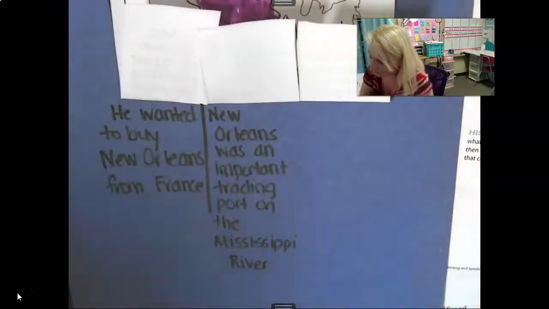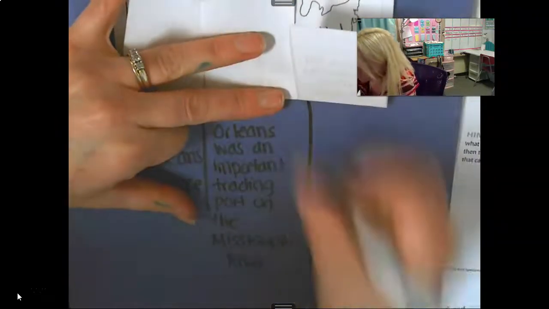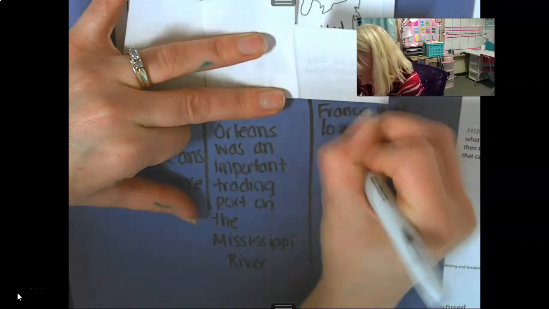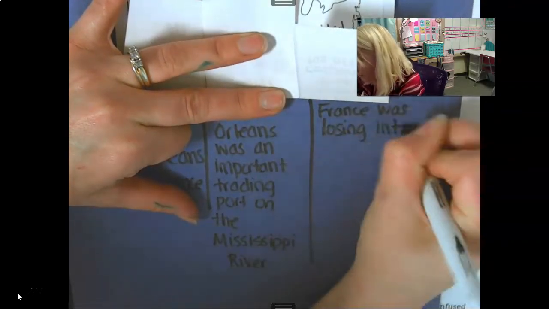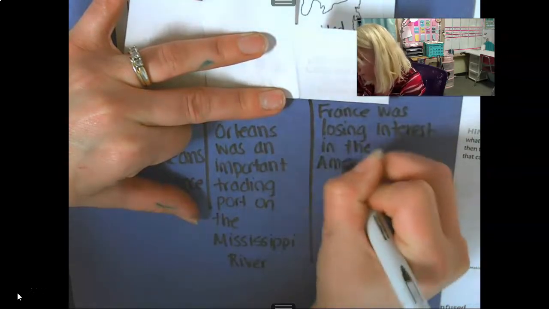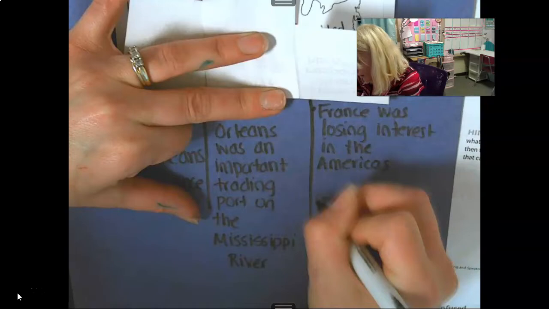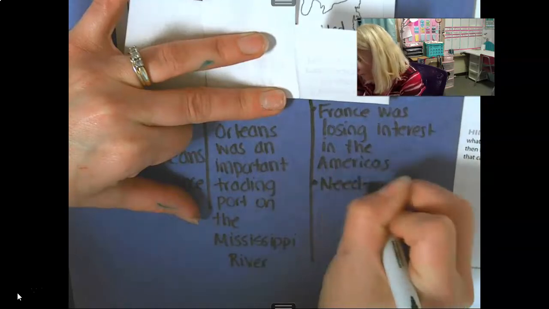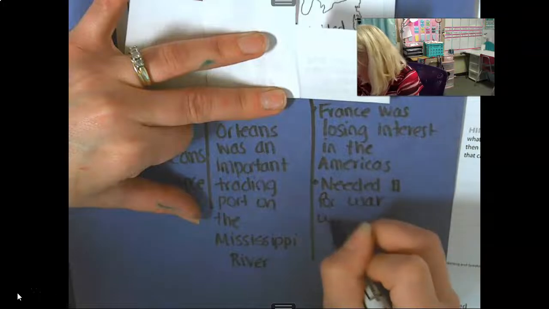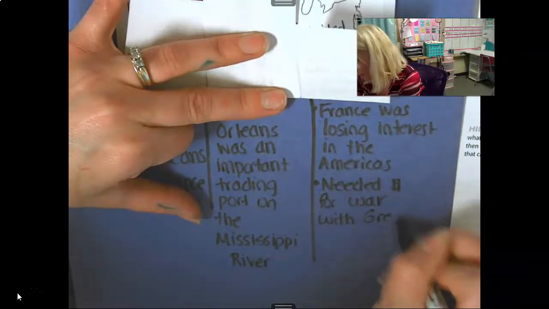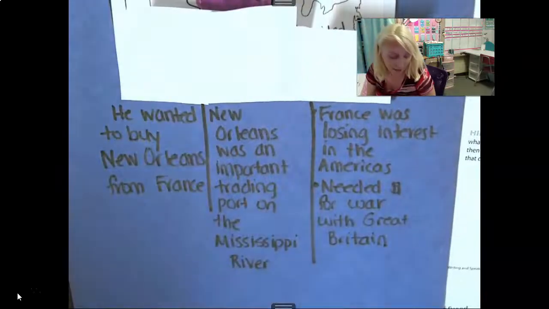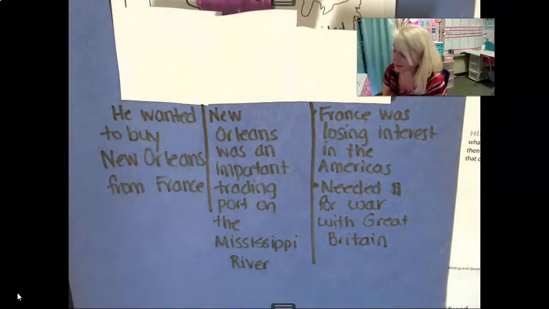So France was losing interest in the Americas. It needed the money for war with Great Britain. I'm so glad these notes do not call it England, because we have talked about that. That is not what its name was in 1803.